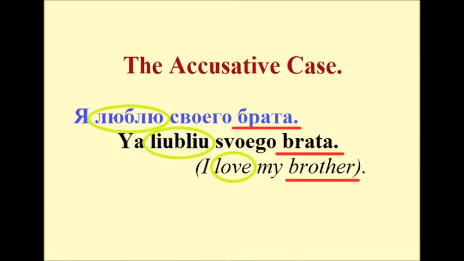The accusative case represents the object of an action, and this is what it characterizes among the other cases. For example, in the sentence, I love my brother, the noun brother is written in the accusative case, because there is an action of love towards it. Let's look at how the sentence is written in Russian. Я люблю своего брата.